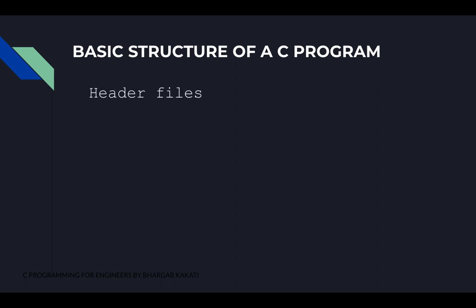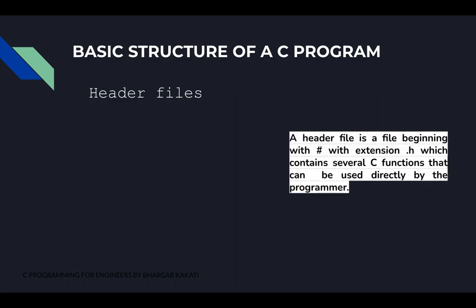At first, we need to give something known as the header files. Header files are also known by the name of preprocessor directives. Preprocessor directives means something which is to be done before the actual processing begins. Alright. So what is a header file? A header file is a file beginning with hash with extension .h, which contains several C functions that can be used directly by the programmer.